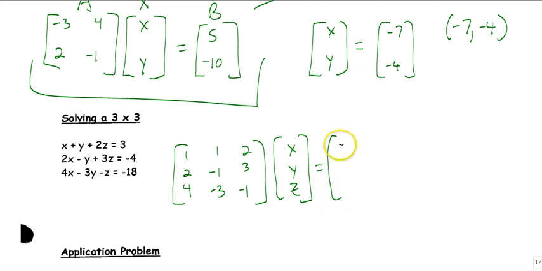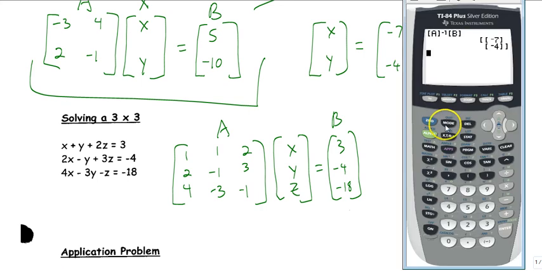And then we have the constants, which are 3, -4, and -18. So I'm going to put this in for A, this in for B, and we're going to solve that using the calculator. Okay, so now I'm going to do that, and then I am going to edit my matrix. So I have a 3 by 3, and I'm going to put in all the numbers.